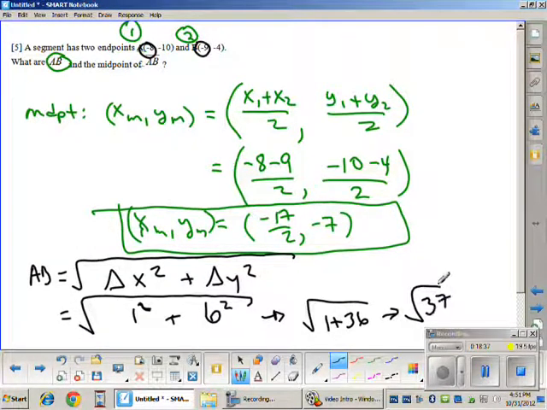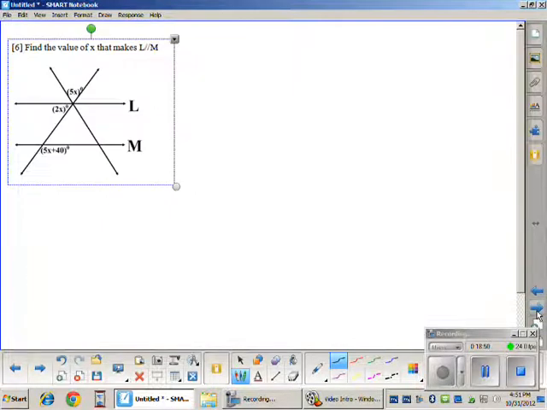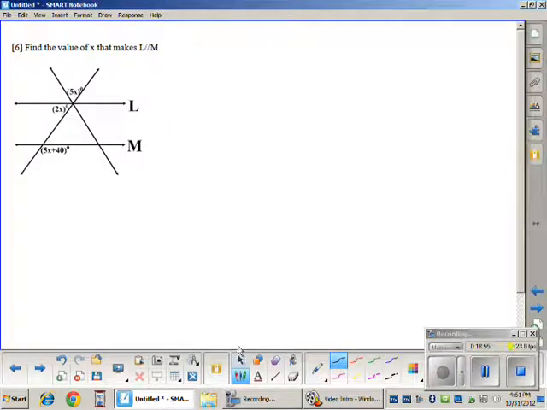Question 6. So let's find the value of x. Okay. Find the value of x that makes L parallel to M. Well, this is all about using the converse theorems. So the question is really asking, can you find a set of angles in the exact right position so that L and M are going to be parallel?